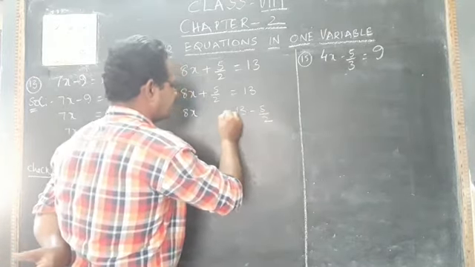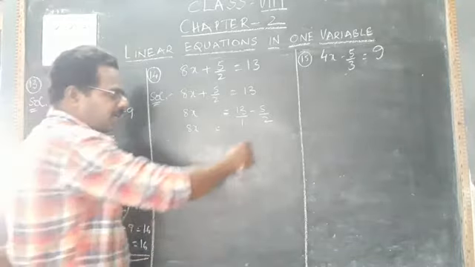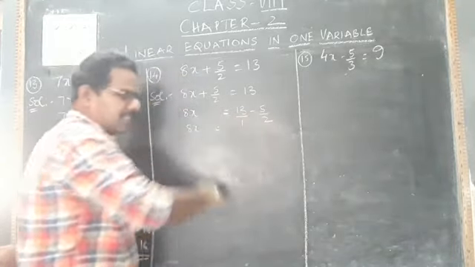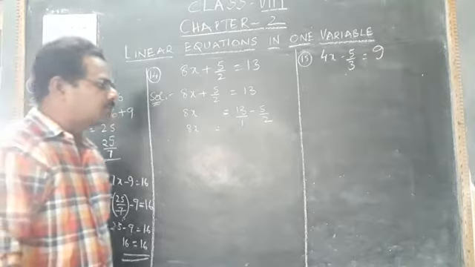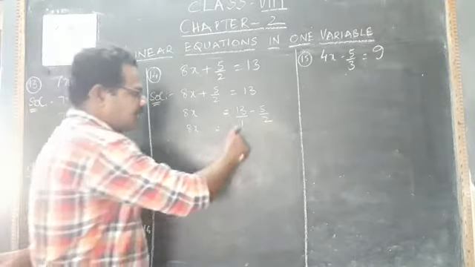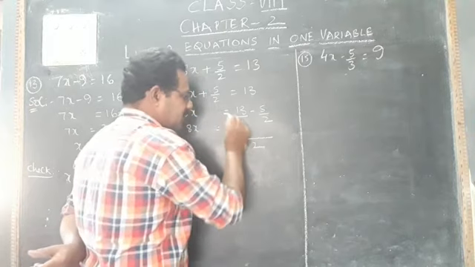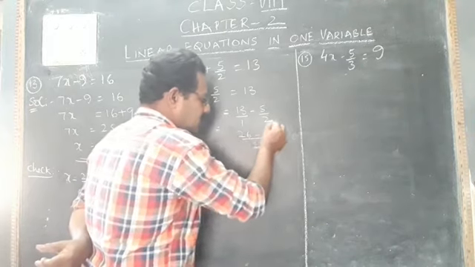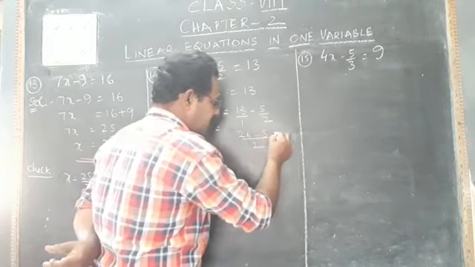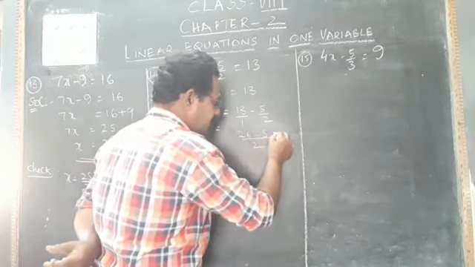8x is equal to 13 minus 5 by 2. You can take 13 as 13 by 1, and 5 by 2. These are the two fractions, so those two fractions we have to solve. What is the LCM for 1 and 2? 2 is the LCM. 2 ones are 2, 13 twos are 26. 2 ones are 2, 5 ones are 5. 26 minus 5 by 2, it is nothing but 21 by 2.